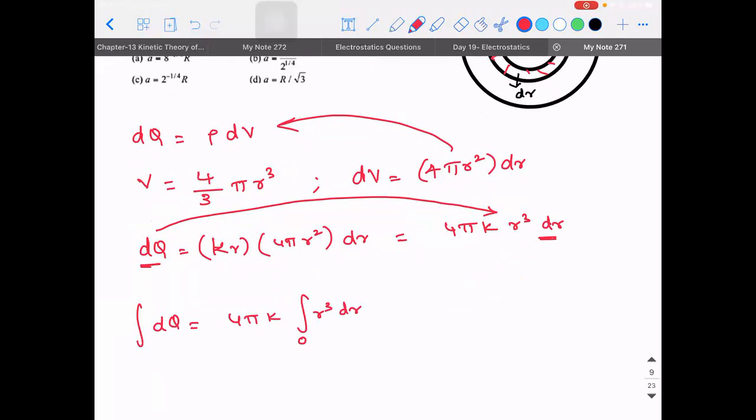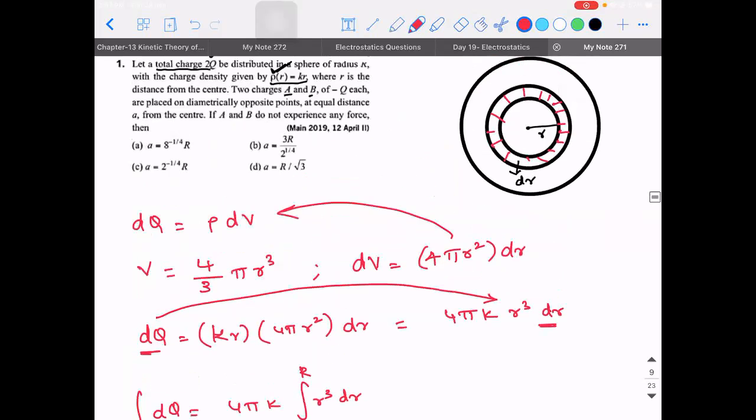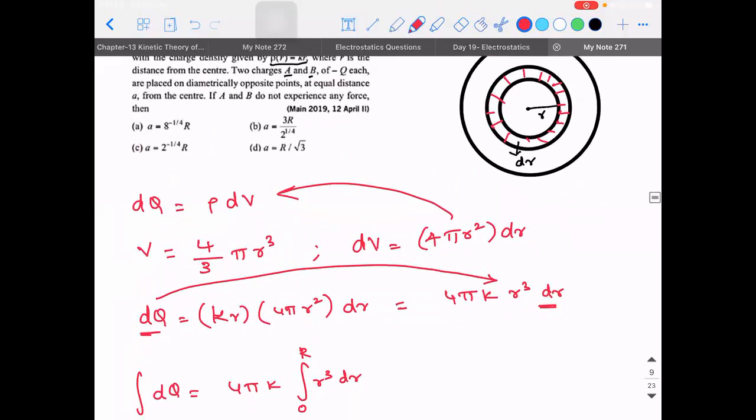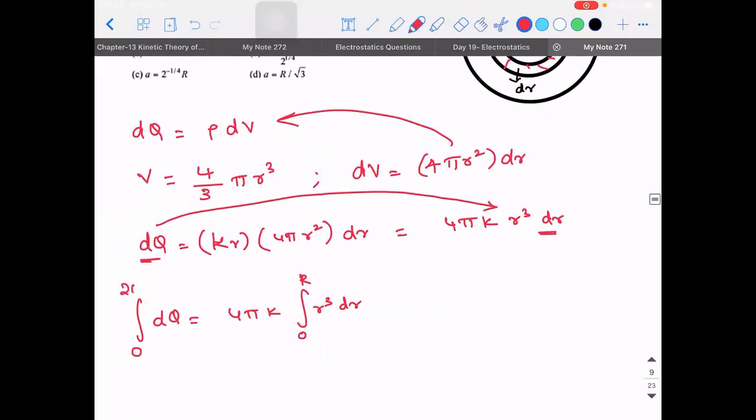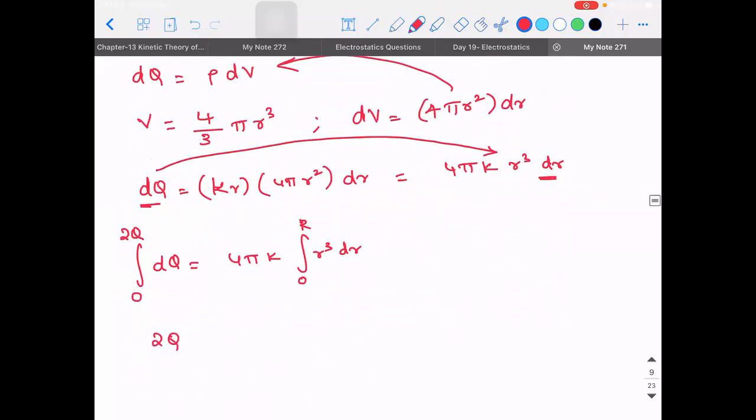When the distance from the center is 0, the charge is also considered to be 0. When the distance from the center is capital R, what is going to be the value of Q that I need to consider according to the question? 2Q. Perfect. So 2Q is equal to 4 pi K into R power 4 by 4. Cancel. Pi K R power 4 is 2Q. Let this be equation number 1.